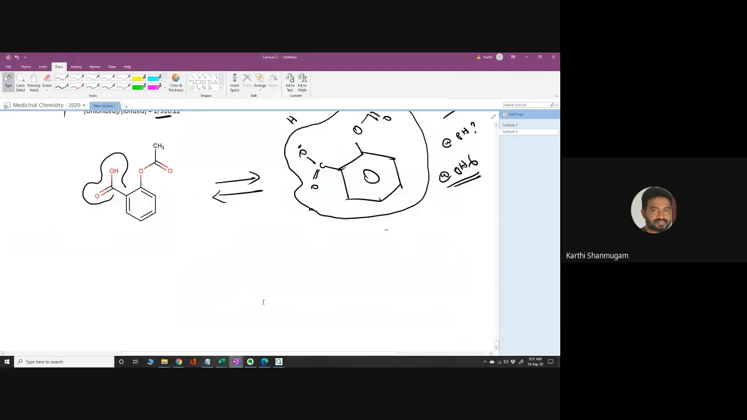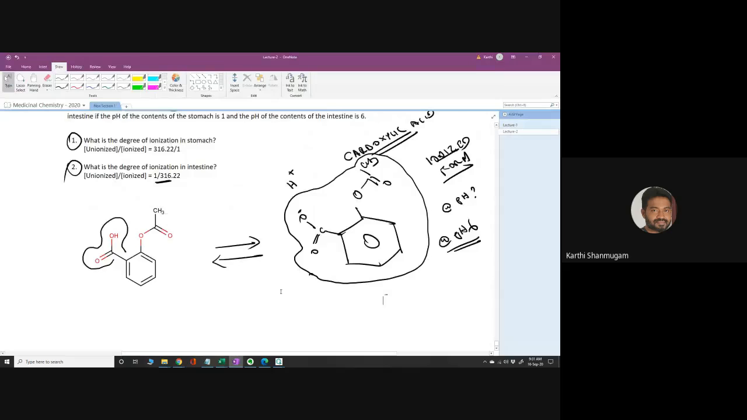Okay, so is it understandable? So at pH 6, more number of aspirin molecules will be in its ionized form. Do you agree with that statement from this problem? Yes, sir.